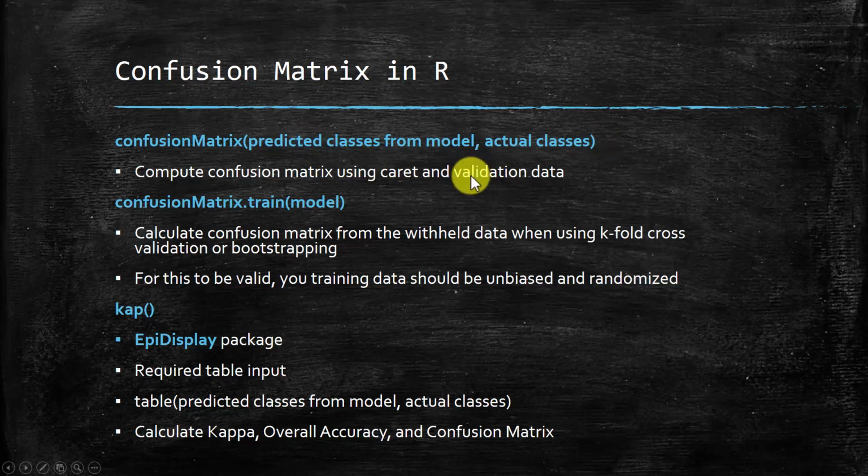Note that when you build a confusion matrix, it'll also automatically calculate some of these producers, users, overall accuracies and whatnot, and kappa, I believe. There's also another version, confusionMatrix.train. Whenever you do k-fold cross-validation, you can actually build a confusion matrix from the withheld data in each fold, or in each validation step, so the withheld fold. We'll talk about that later.